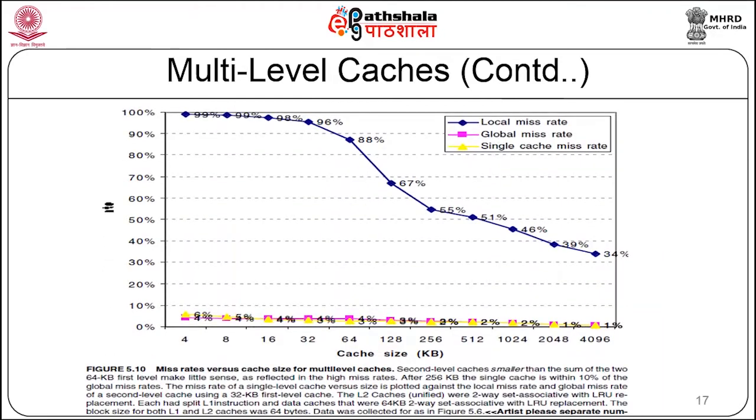So, this diagram gives you an indication of your miss rate and the cache size. You see what happens when you look at a local miss rate, what happens to your global miss rate, and when you look at a single cache miss rate, what happens when you have multiple levels of caches and when you have a single level cache. You find that the single level cache miss rate and the global miss rate are almost the same, they fall in line here, whereas for the local miss rate, there is a lot of variation as your size increases. So, your global miss rate is normally a better measure of performance.